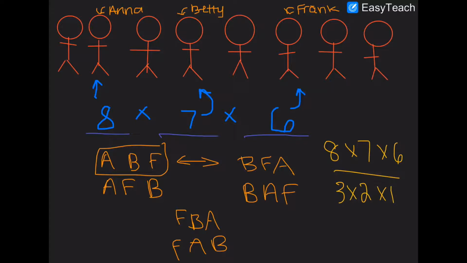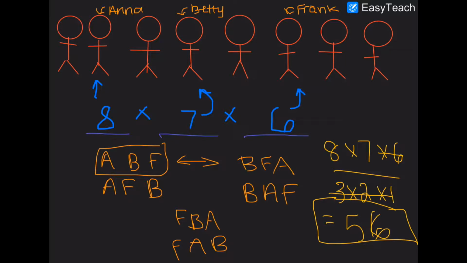And this comes up so many times that we have a notation for it. So first, let's solve the problem. You can cancel the 3 times 2 with the 6, leaving us with 56, which is way different than what we would have got if we didn't divide by 6.